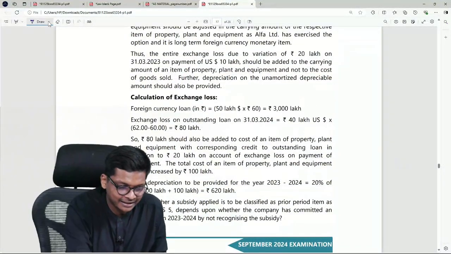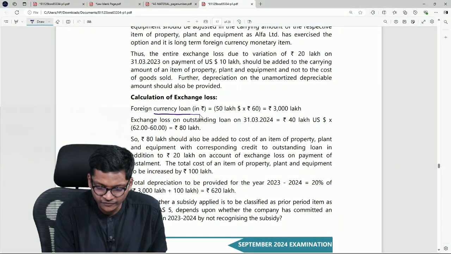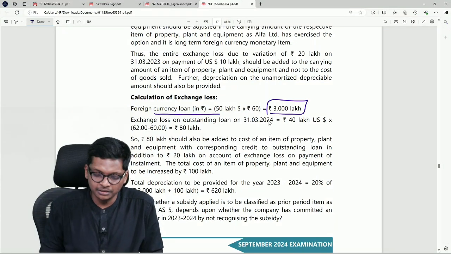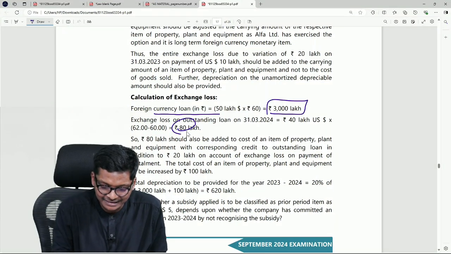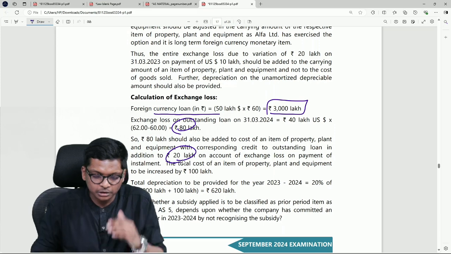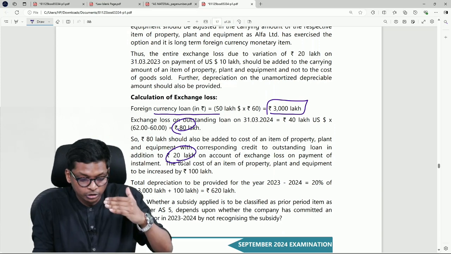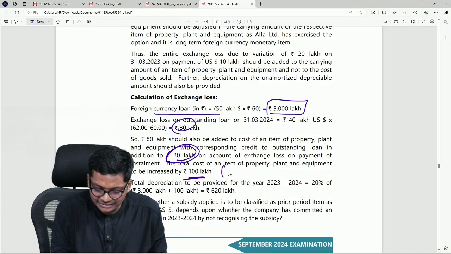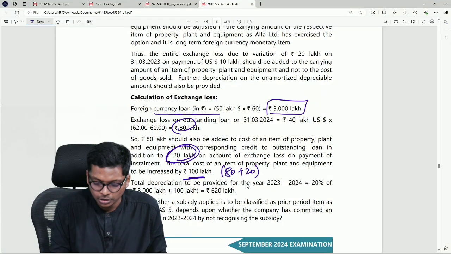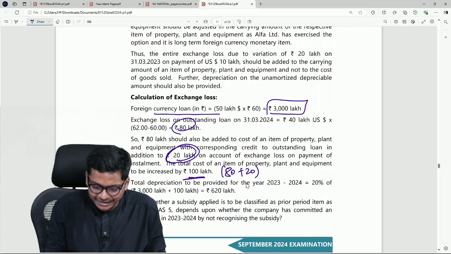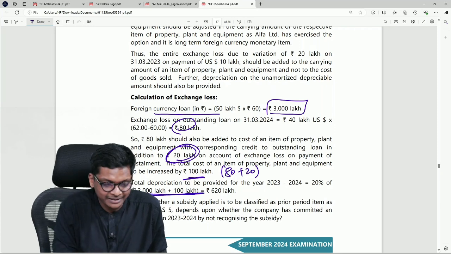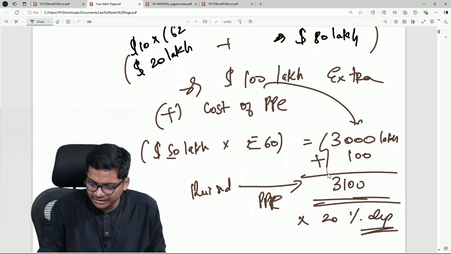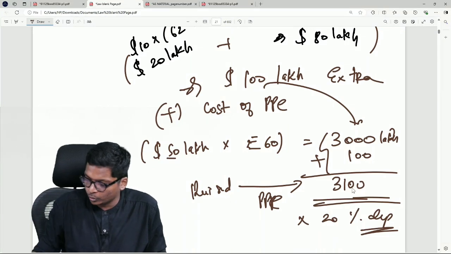Same answer is there here. Look at this. Totally foreign currency loan is 3,000 lakhs. Additional payment is 80 lakhs and 20 lakhs. 80 lakhs is future. 20 lakhs is already paid. So, total is 100, which is 80 plus 20. Therefore, they are saying total increase is 3,000 plus 100. Same thing we got. 3,000 plus 100, 3,100 into 20%.